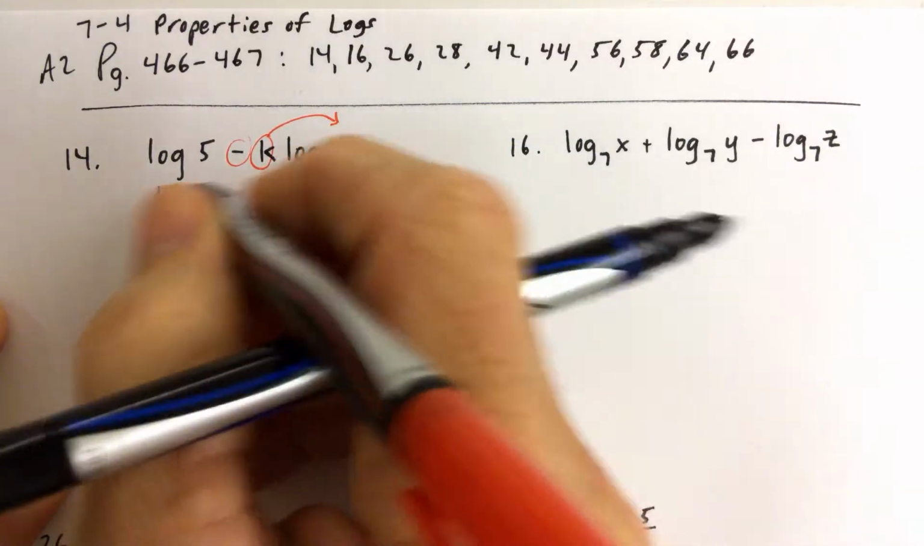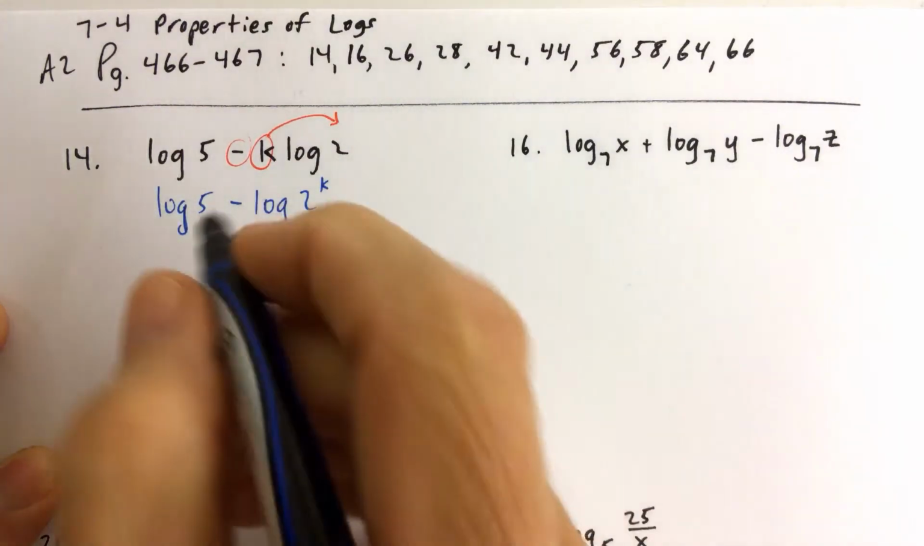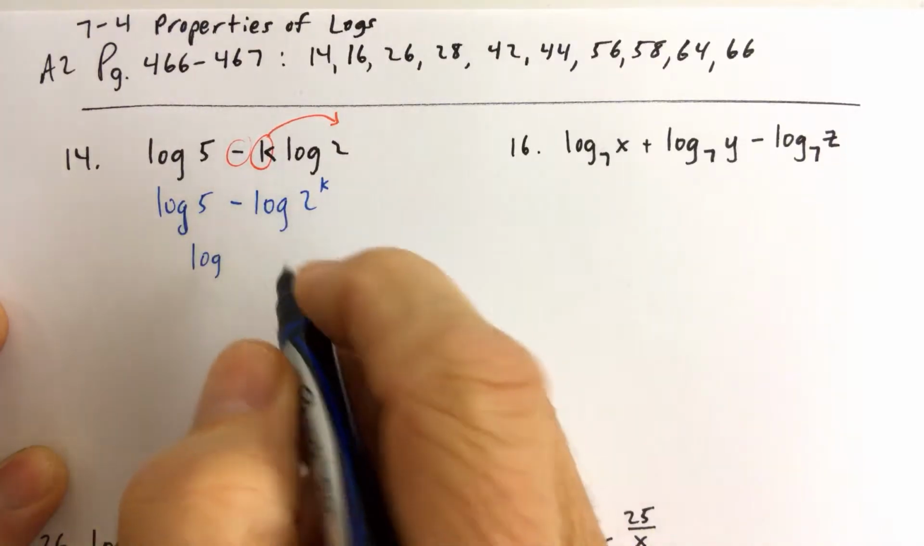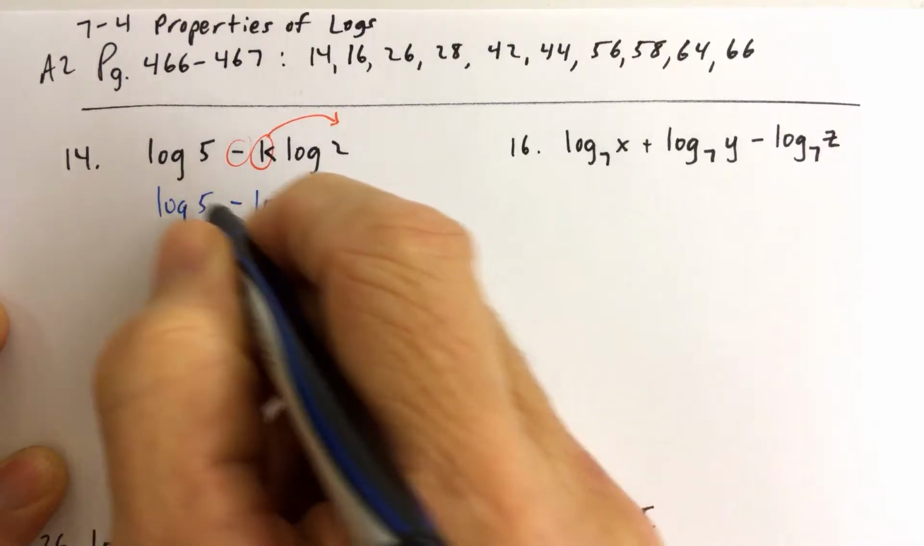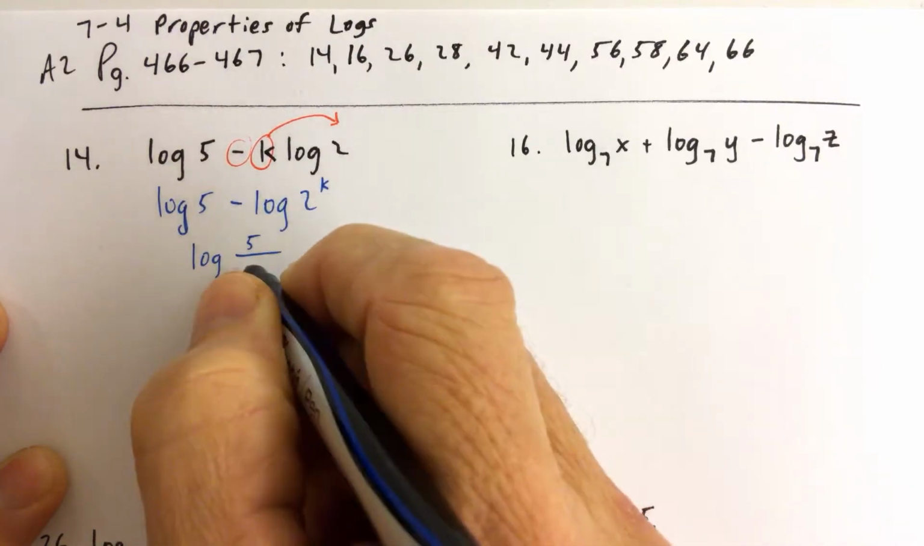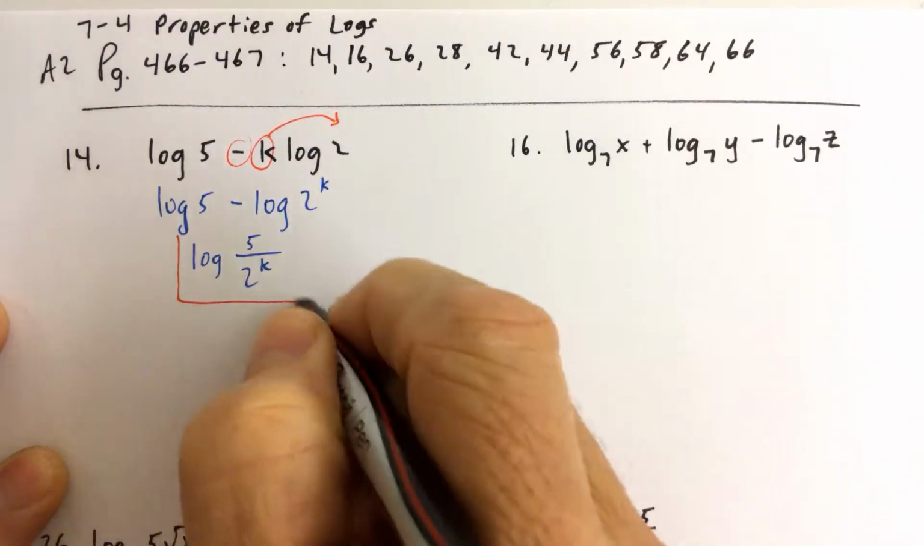Now we have the difference of logs, and when we have the difference of logs, we know that's the log of the quotient. So we can rewrite both of these logs as log of the quotient. The first argument is the numerator, and the second argument is the denominator. And that's it, log of 5 over 2 to the k.